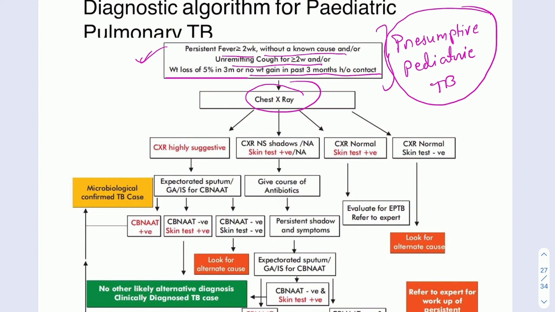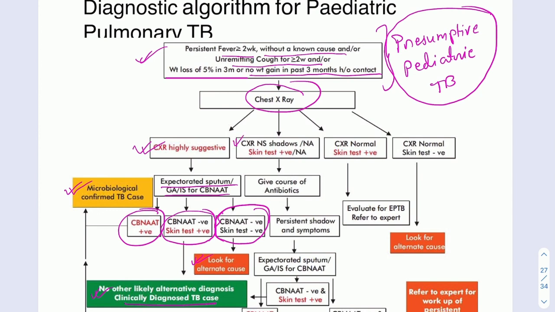If the chest x-ray is highly suggestive and the patient is expectorating sputum, or from gastric aspirate, we need to do a CB-NAT. If CB-NAT is positive, it will be considered as microbiologically confirmed TB. If CB-NAT is negative and skin test positive, and there is no other likely alternate diagnosis, we will consider the case as clinically diagnosed TB. If CB-NAT is negative and skin test is negative, both are negative, then we need to look for an alternate cause.